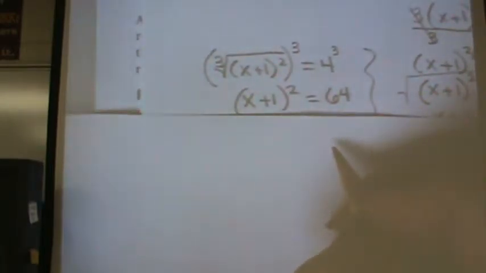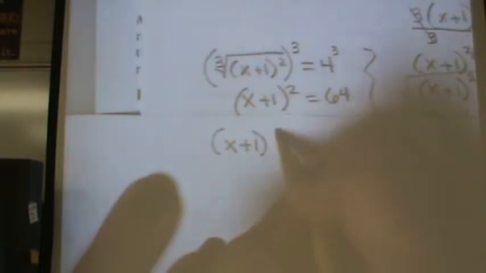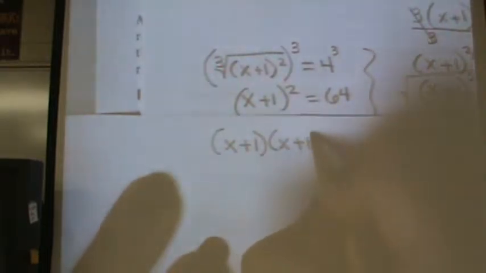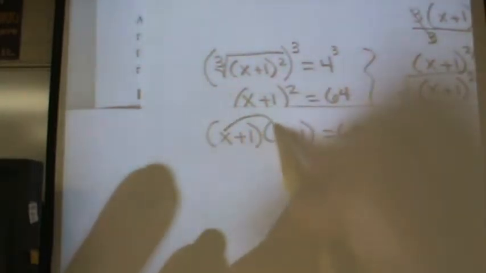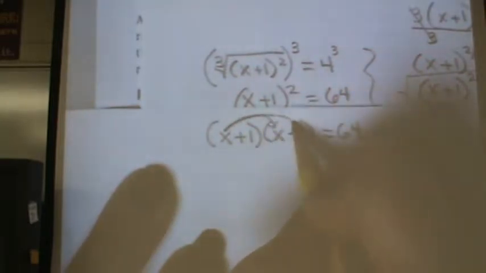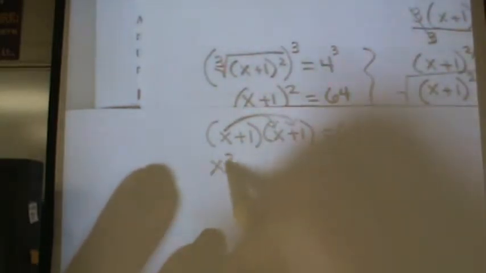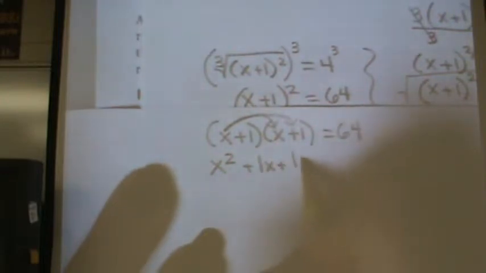There's a third way to do this problem. Does anyone know what x plus 1 squared is? Do you agree that that's what that is? Yes. Then x squared plus 2x plus 1 equals 64.